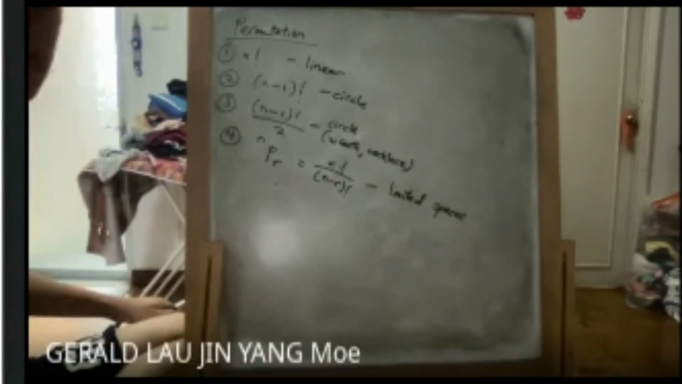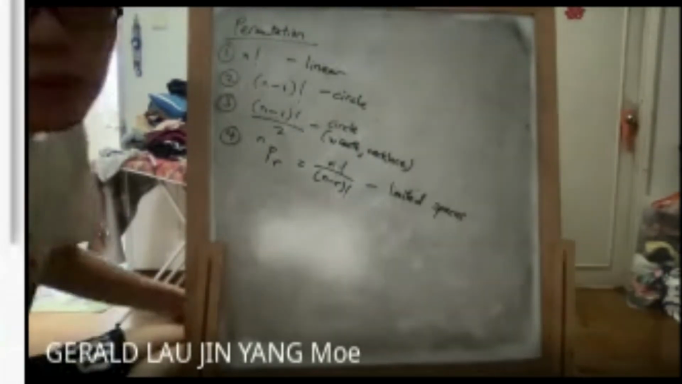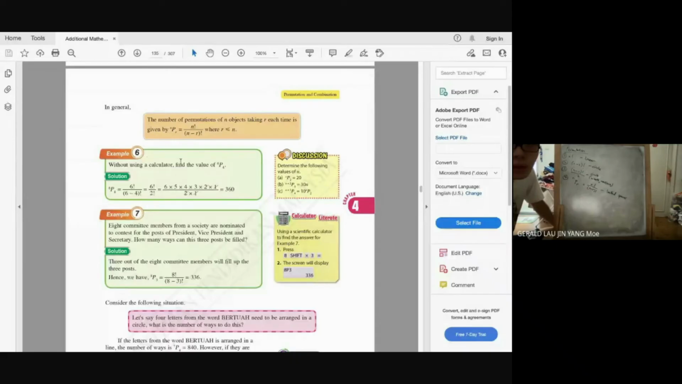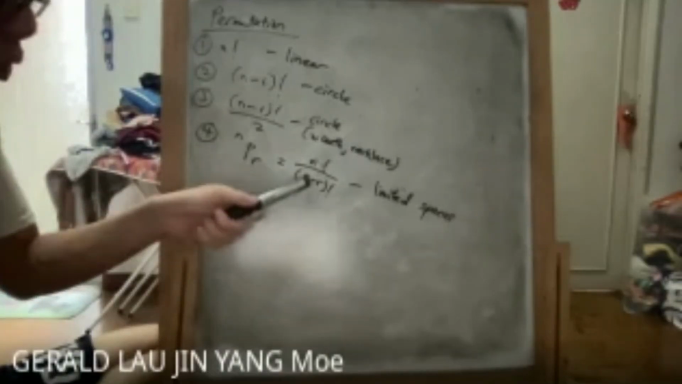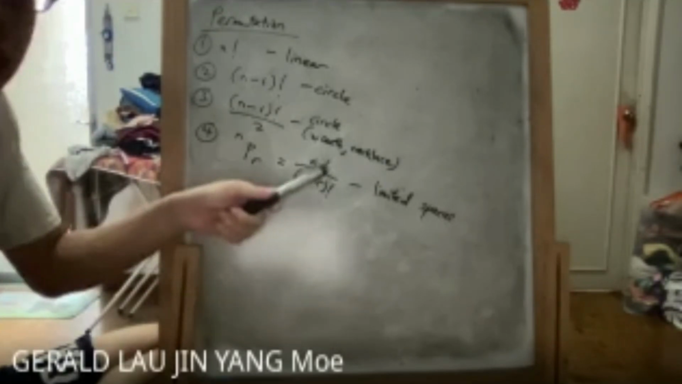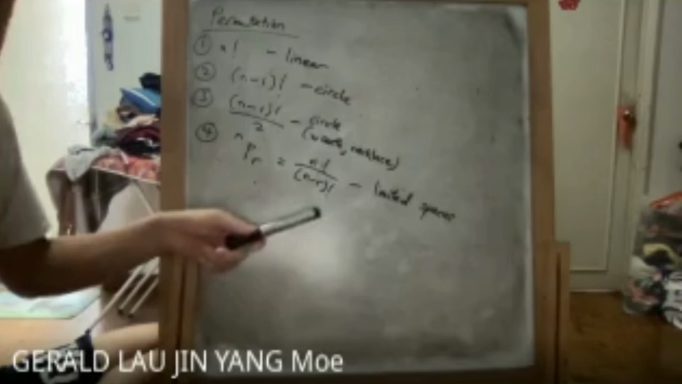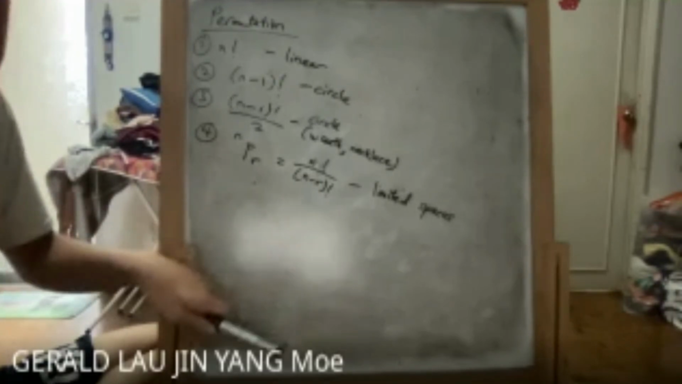You'll be using a lot of nPr. Small n at the bottom right, because small r is the limited spaces. For example, without using a calculator, find the value of 6P4. That means 6 objects but only 4 spaces. So 6 factorial over 6 minus 4 factorial. So you get 360 ways.